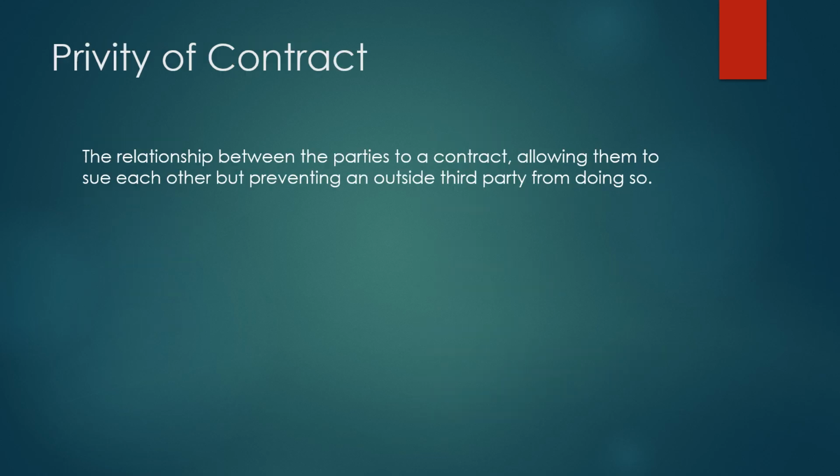Let's talk about privity. Privity is a relationship between parties of a contract that allows them to sue each other, but it prevents outside third parties from doing so generally. So that means I'm in a contract with you and you're in a contract with me. You can sue me or I can sue you, but generally speaking, nobody else has privity or standing to sue.